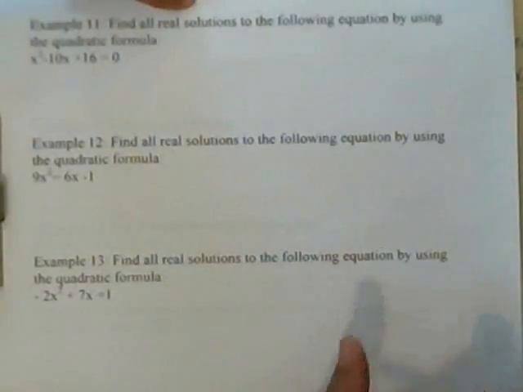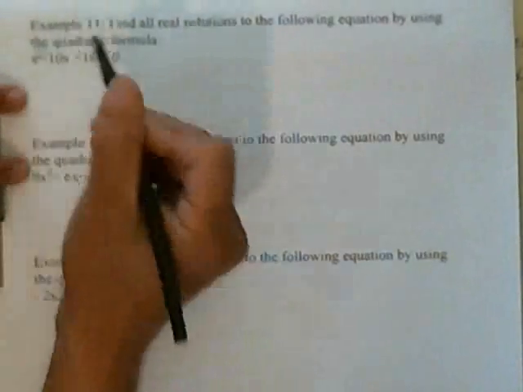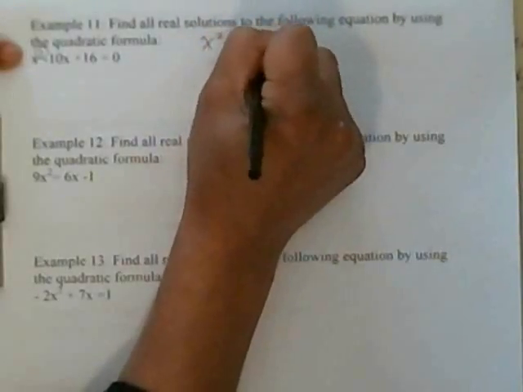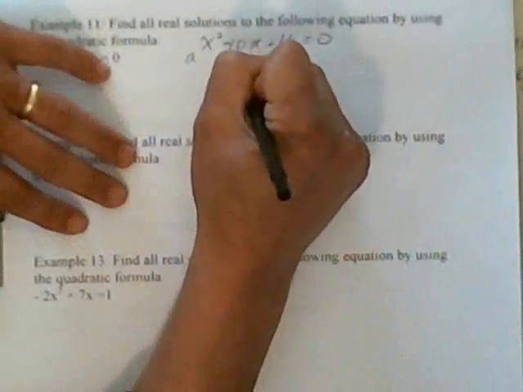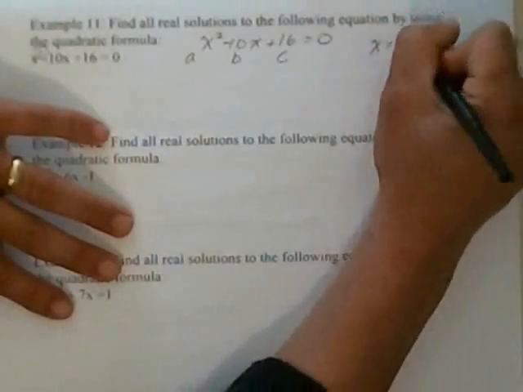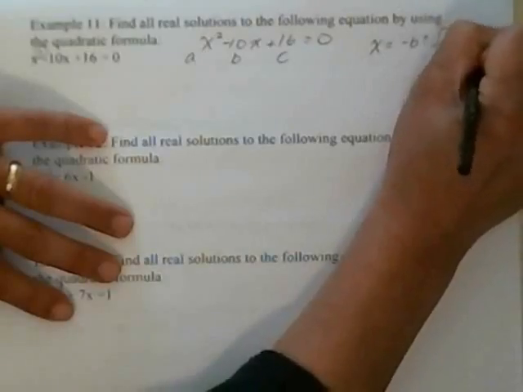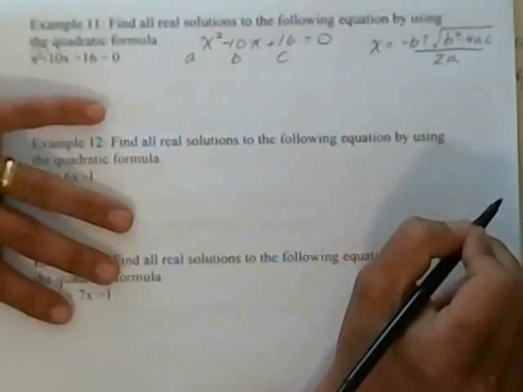Find all solutions to the following equation by the quadratic formula. I'm going to just start this process for you. This is the last way to solve an equation of degree 2. x squared minus 10x plus 16 equals 0. That's my a value, that's my b value, that's my c value. The quadratic formula is x equals negative b plus or minus square root of b squared minus 4ac, all over 2a. You should have that formula memorized, or somewhat.